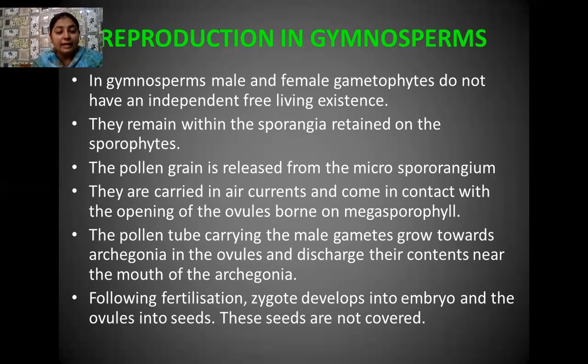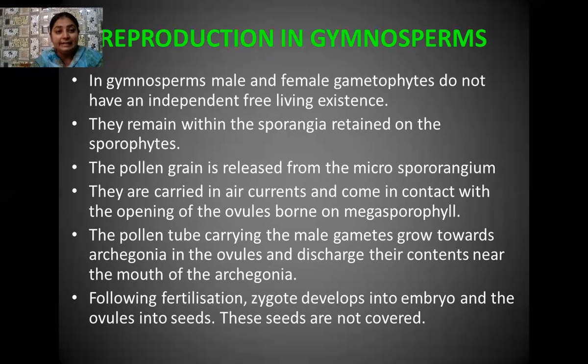Now this zygote does not stop development, but it later changes into an embryo. So what you see is that the embryo, which develops from the zygote, is now present inside the archegonia, and the archegonia is itself present inside the ovule. But that ovule is not covered by anything. And this ovule later forms the seeds.